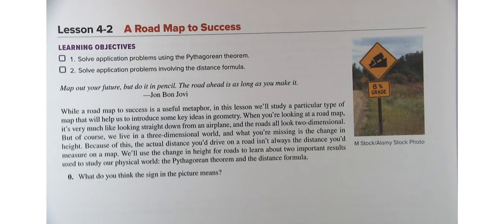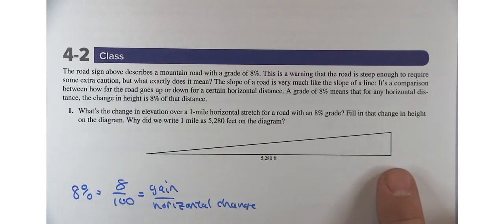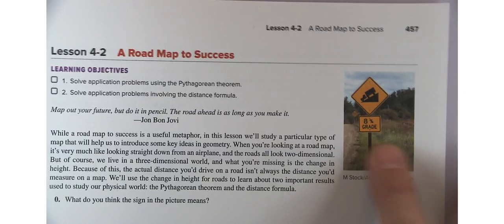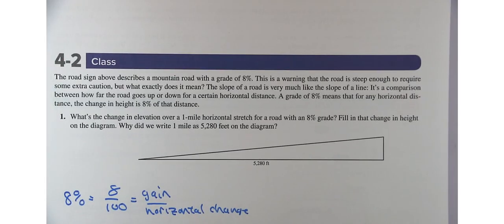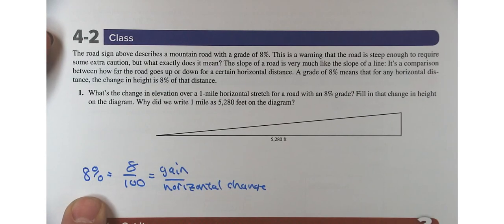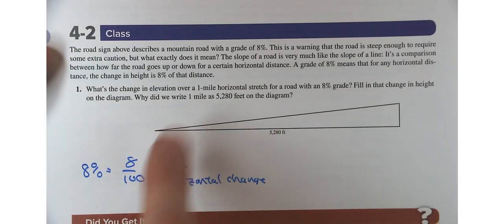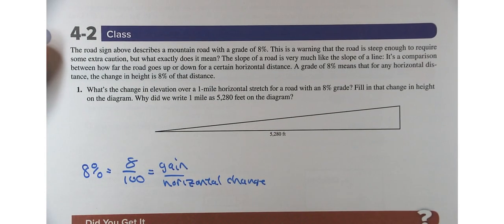But the grade that they refer to, that 8% grade, is really this kind of stuff right here. It's how things are changing. So it's kind of a slope. 8% means 8 over 100. That's how much altitude you gain for every 100 feet you move.